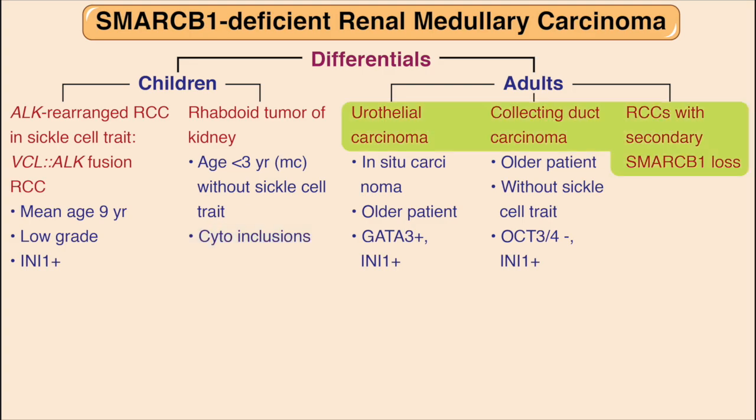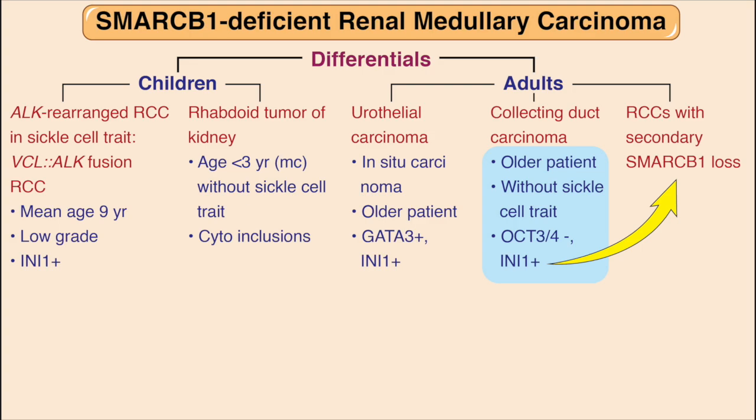In adults, main differentials are urothelial carcinoma, collecting duct carcinoma, and other RCCs with secondary SMARCB1 loss. Presence of an in situ urothelial carcinoma in older patients, GATA3 positivity and retained INI1 positivity generally favor a urothelial carcinoma. Collecting duct carcinoma again occurs in older patients. Absence of sickle cell trait, OCT34 negativity, and retained INI1 support collecting duct carcinoma. However, one small subset of these tumors can show secondary loss of SMARCB1.